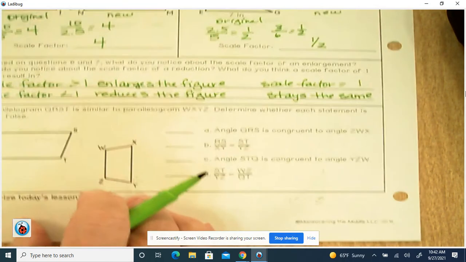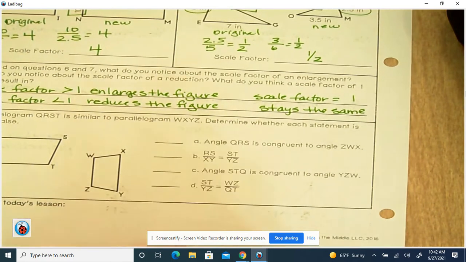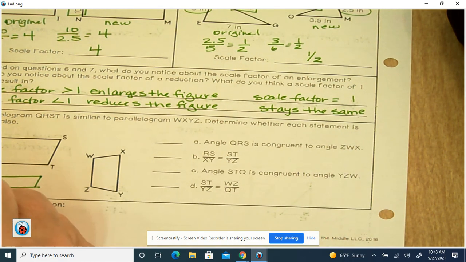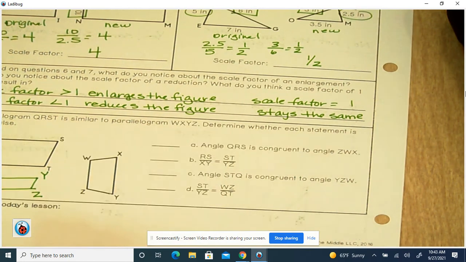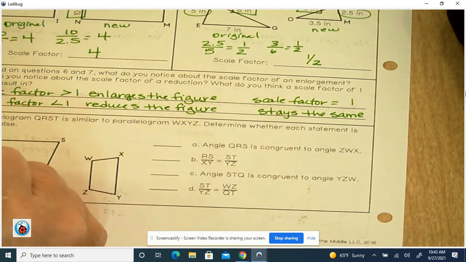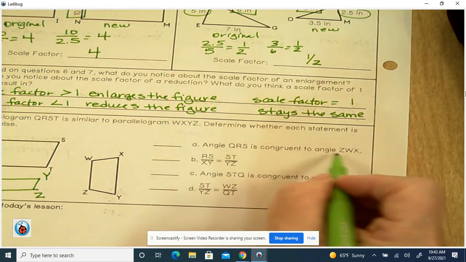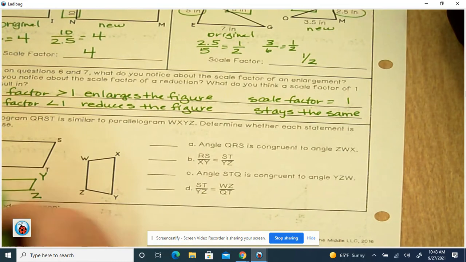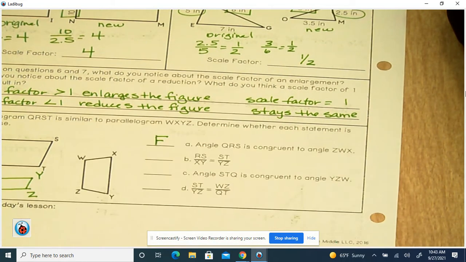All right, let's look at the last problem down here, number 9. Parallelogram QRST is similar to parallelogram WXYZ. Determine whether each statement is true or false. So I'm going to attempt to draw this one here. That's going to be X, W, Z, and Y. So angle QRS is congruent to angle ZWX. They are two totally opposite angles, so the answer there is false.